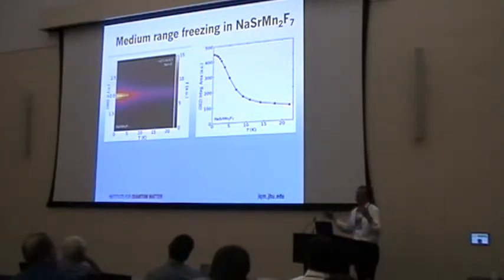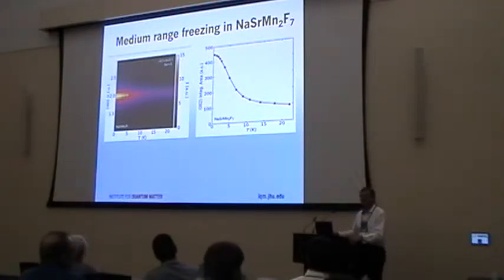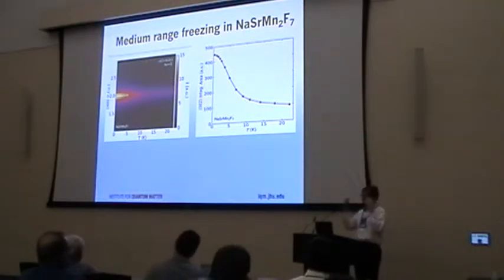This is not very unusual for these kinds of things. The energy scale that you're looking at here is in the range of two or three Kelvin. About 3 Kelvin. So this actually is a much, much coarser frequency scale than corresponds to the AC susceptibility.